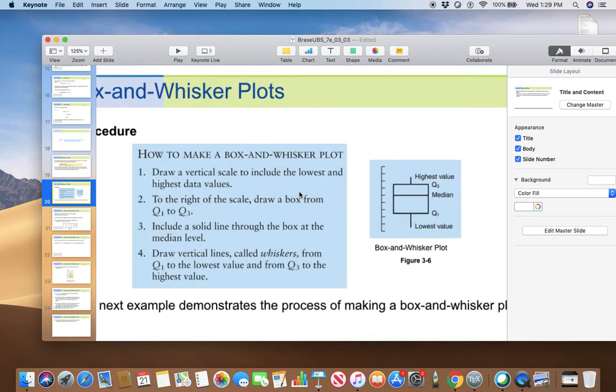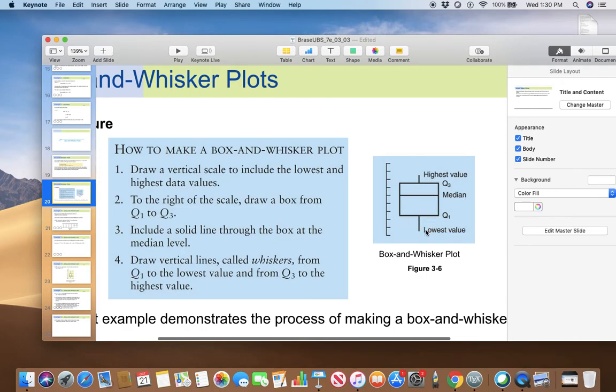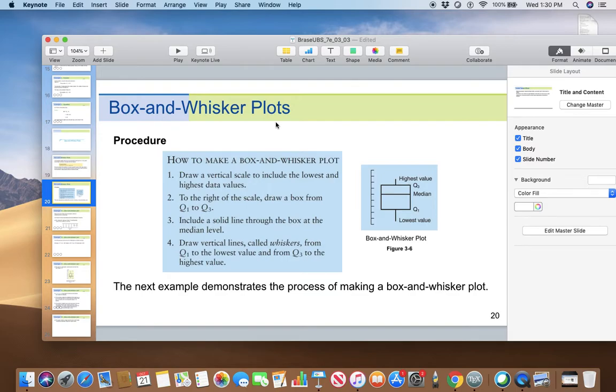How do you make a box and whisker plot? Draw a vertical scale to include the lowest and the highest data values. Now draw a box from Q1 to Q3. Draw a box, right? And then a solid line for the median. Vertical lines go from the lowest to the box, and from the highest to the box. These are called whiskers. So that's the box. These are the whiskers. So this is what a box and whisker plot is.